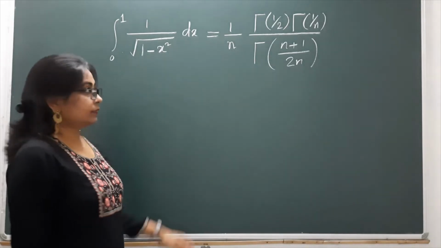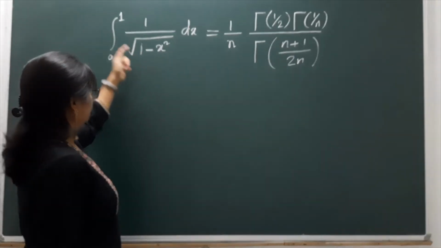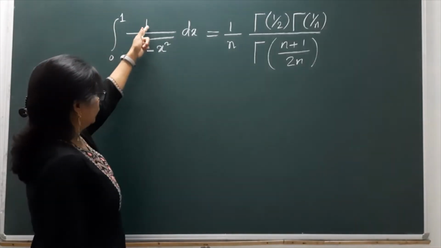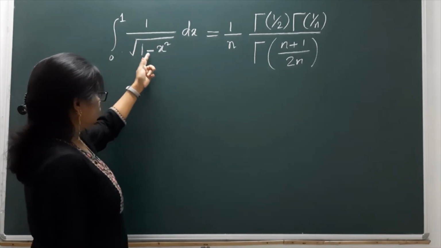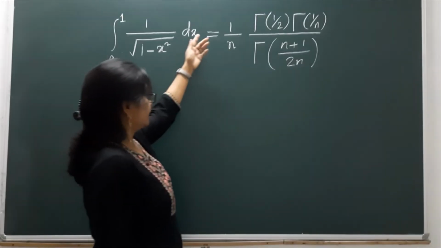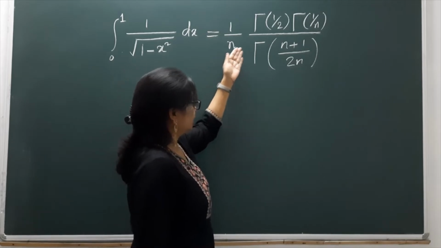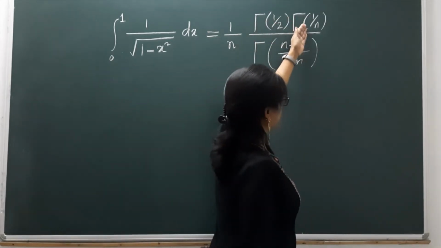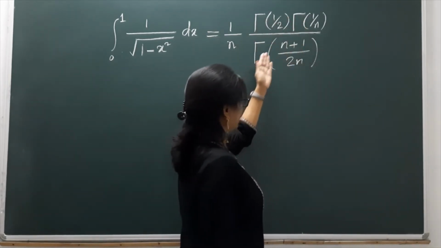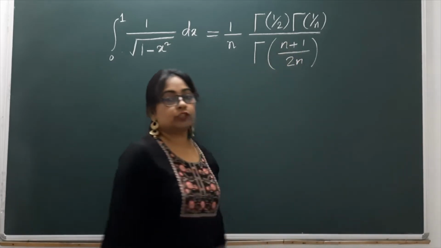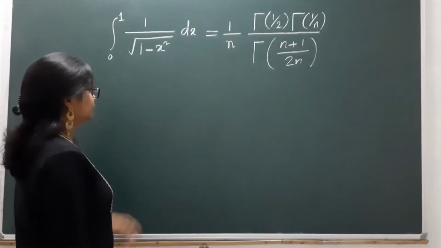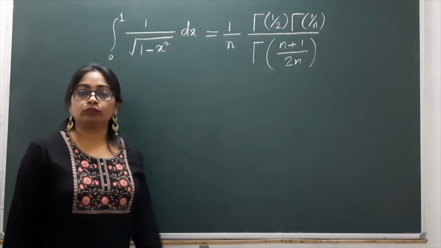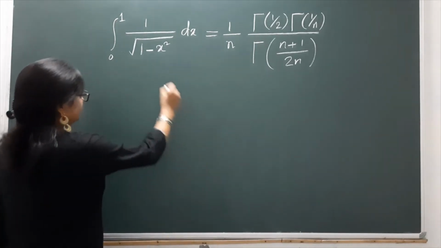The question is this equation: integration 0 to 1 of 1 by square root of 1 minus x square dx equals to 1 by n gamma half gamma 1 by n divided by gamma n plus 2 by 2n. Left hand side can be found out very easily.